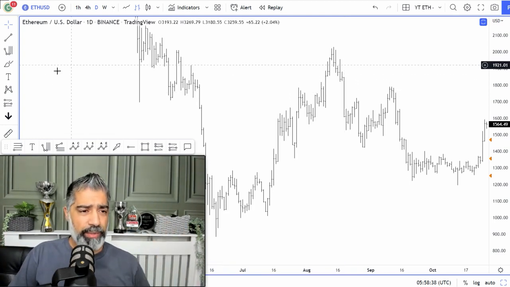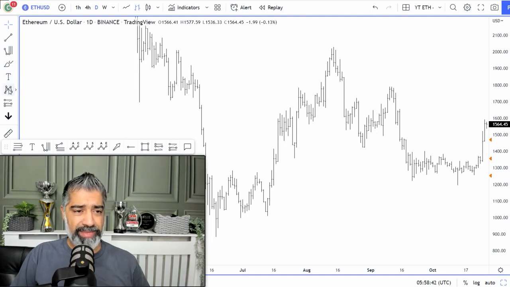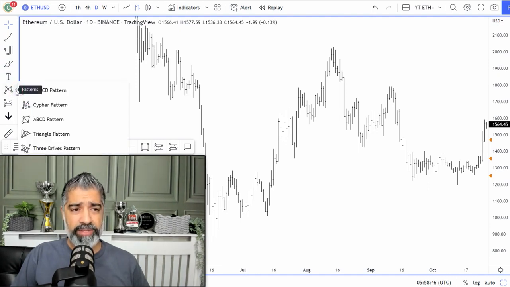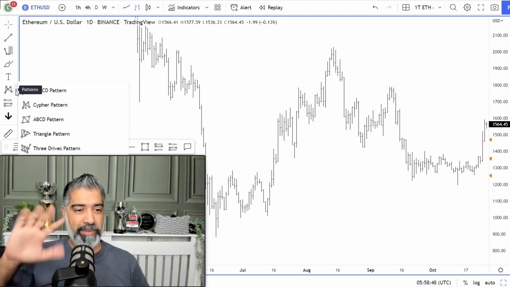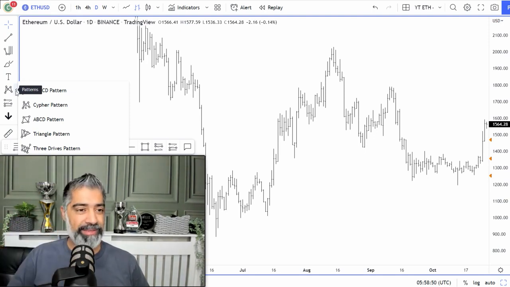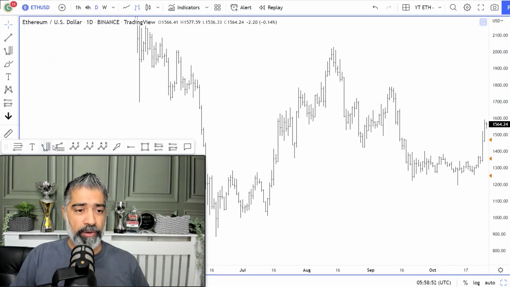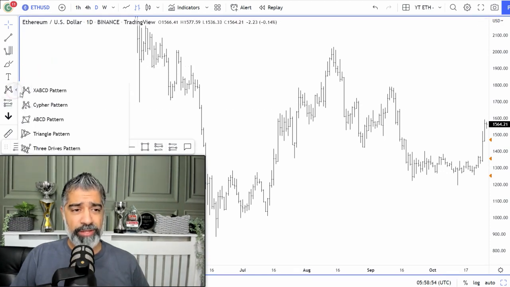On the left-hand side, we've got this bar. We're going to go to the sixth one down, and it's called patterns. Press the arrow on the side and you'll get a drop down. Now my face is currently covering where it says Elliott waves, but I've got it on this bar over here because TradingView allows you to put a star and save it onto a bar like this. So it's like a quick access bar.